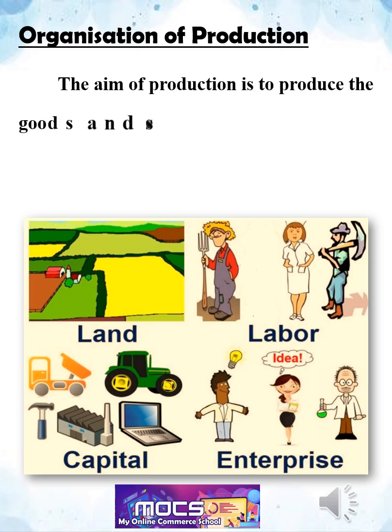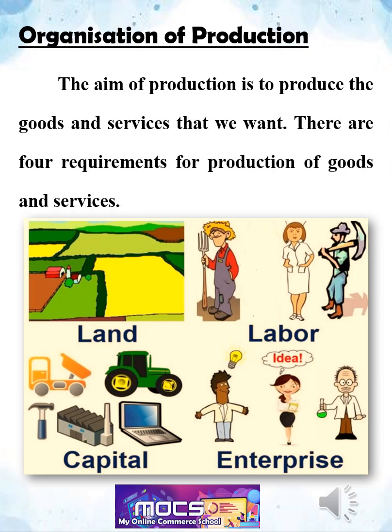Dear students, we are going to learn about organization of production at Palampur. The aim of production is to produce the goods and services that we want. There are 4 requirements for production of goods and services. They are land, labor, capital, and enterprise.